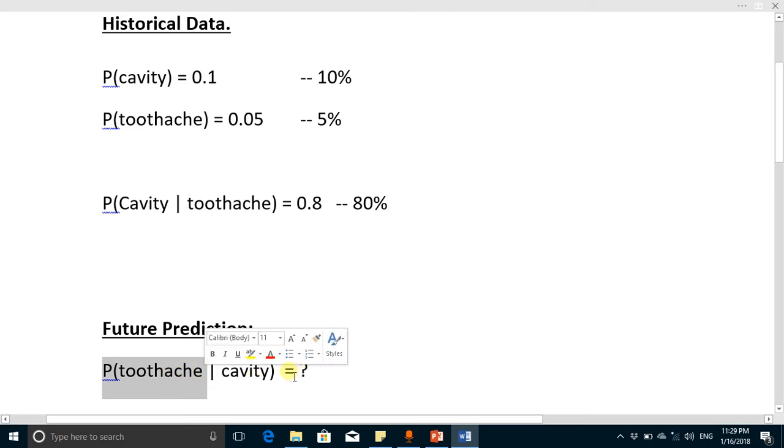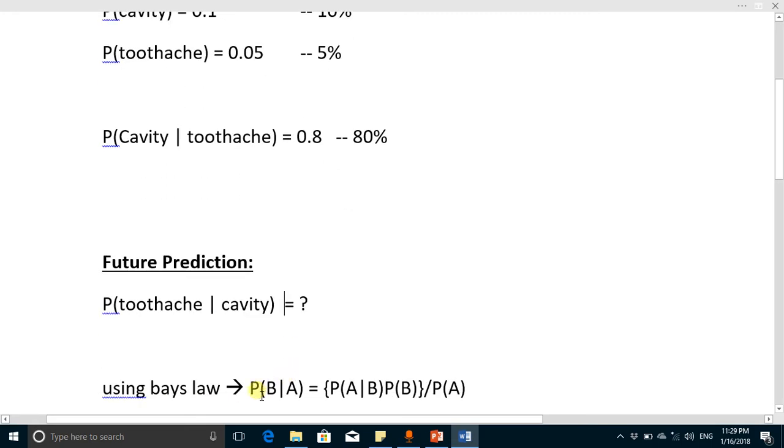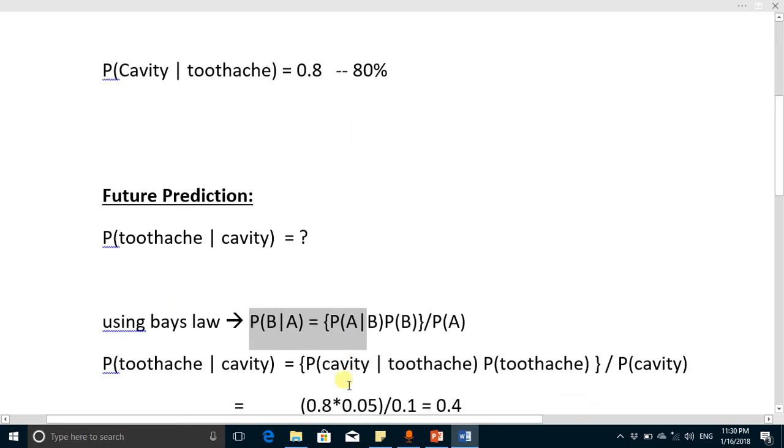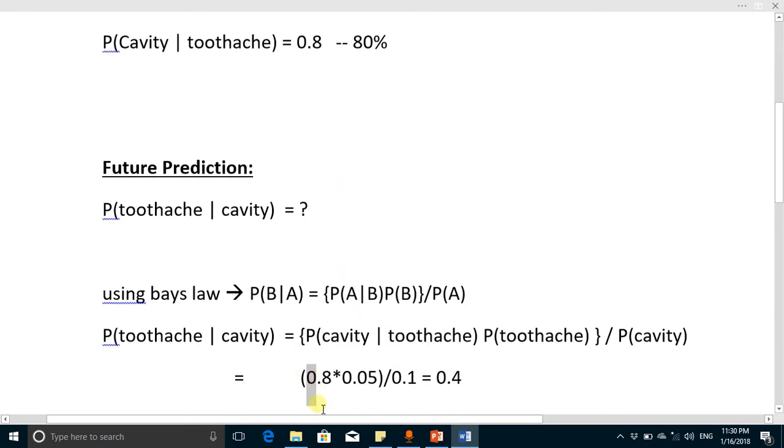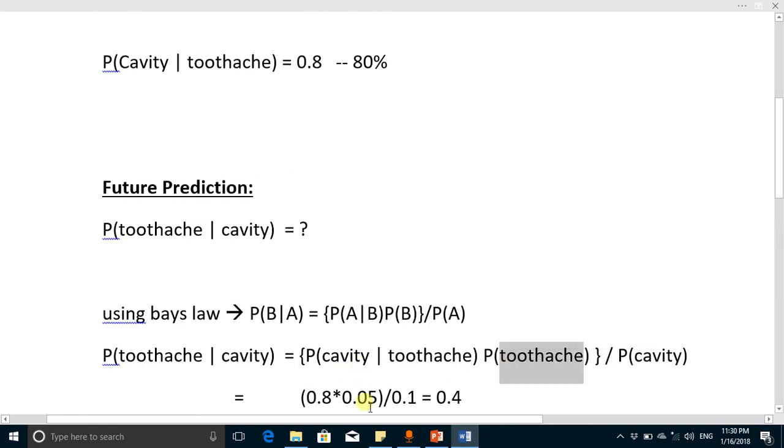And as you know, in Bayes' theorem, probability of B given A is equal to probability of A given B into probability of B whole divided by probability of A. So by putting the values in this formula, we have probability of toothache given the cavity is probability of cavity given toothache into probability of toothache whole divided by probability of cavity, and this has the value 0.8, and for this we have 0.05, and for this we have 0.1.